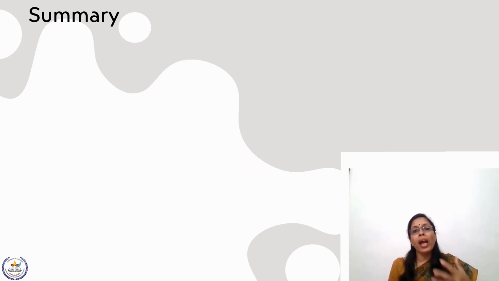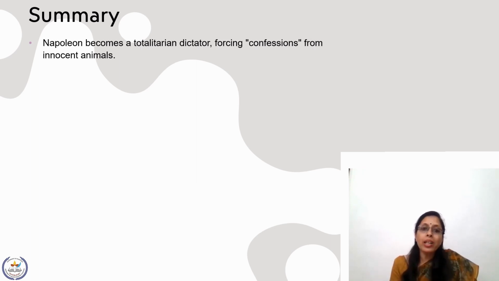Now, as Snowball has been driven out of the farm, Napoleon is all free and he becomes a dictator. So he becomes a totalitarian ruler, and he forces confessions from innocent animals. He would punish animals, he would torture them to confess to crimes which they have not committed. And this is symbolic of the similar kind of atrocities that Stalin inflicted on his populace, on his people.